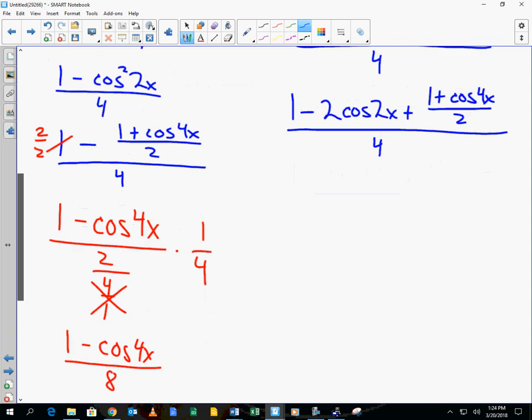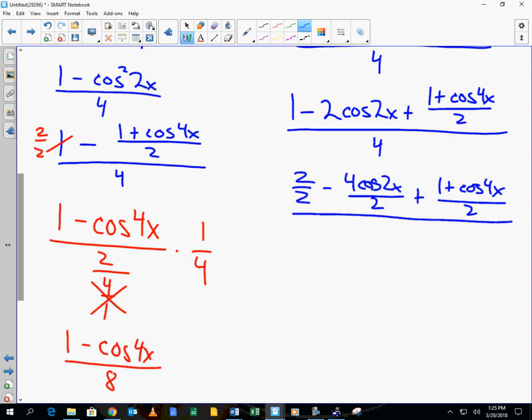I mean, really for the most part, the trigonometry is done. Now it's just a matter of some basic algebra, right? Let's simplify the complex fraction. We have 2 over 2 minus 4 cosine of 2x over 2 plus 1 plus cosine of 4x over 2 all over what? 4. That's correct. The angle does not change.